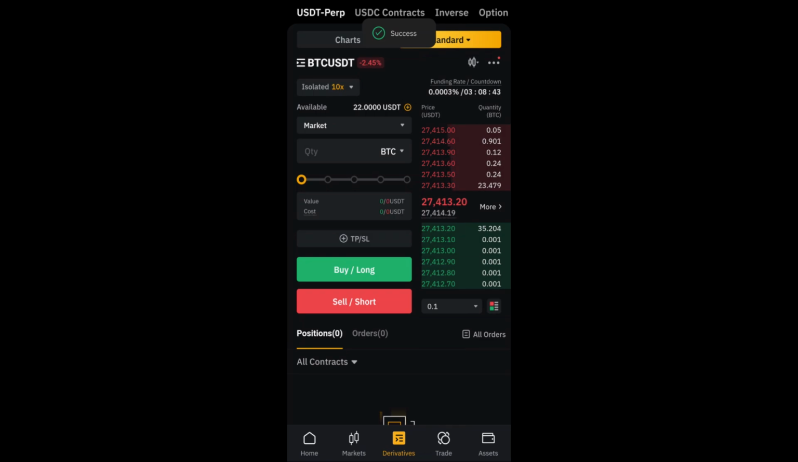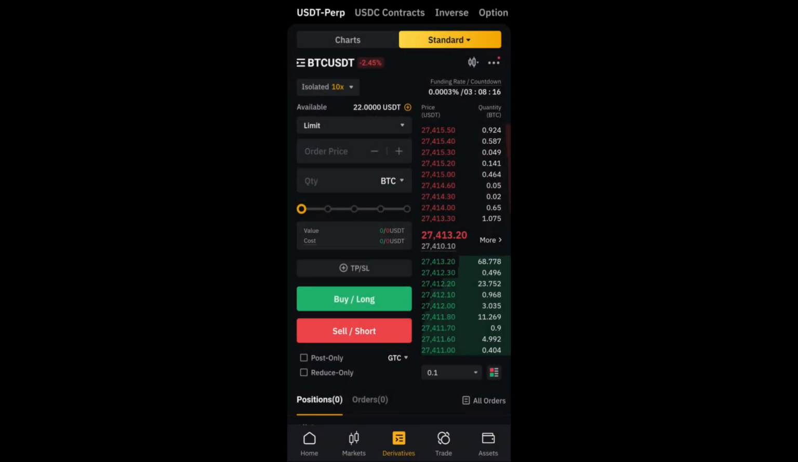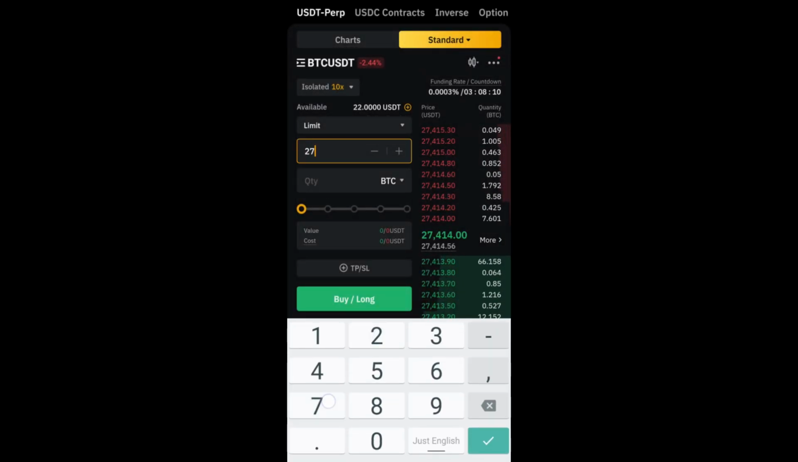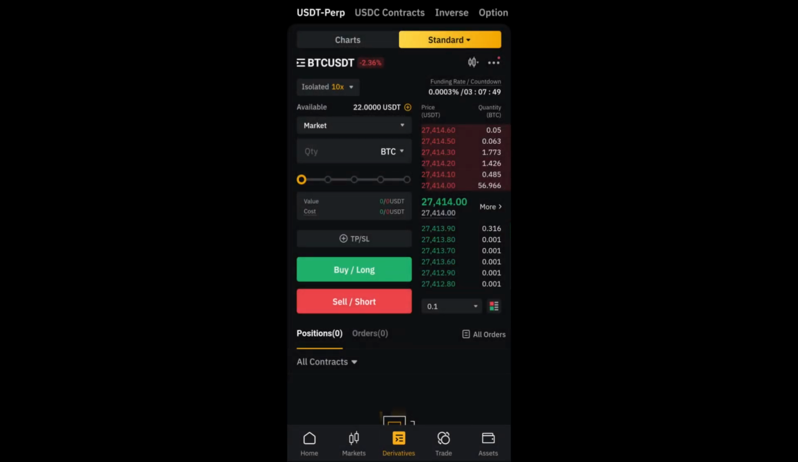Now here if you click on this, you'll get three options: limit, market, and conditional. If you select the limit option, assume that BTC is trading at $22,400. You can set the limit to $27,000, and when BTC drops and touches your price of $27,000, then your trade will get executed. If you select the second option, the market option, then the trade will get executed at the market price. So the market option will let you execute the trade instantly.